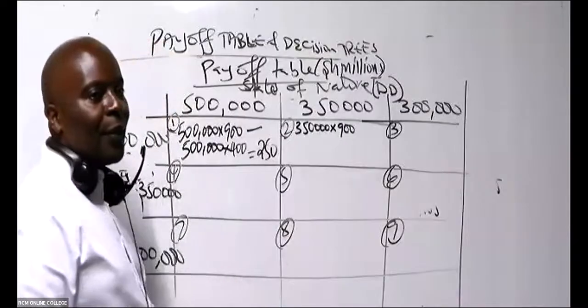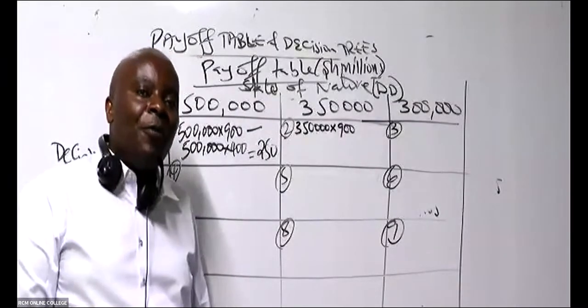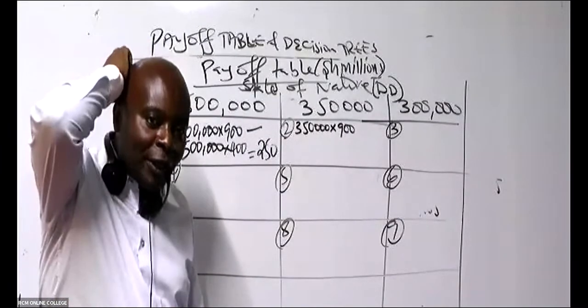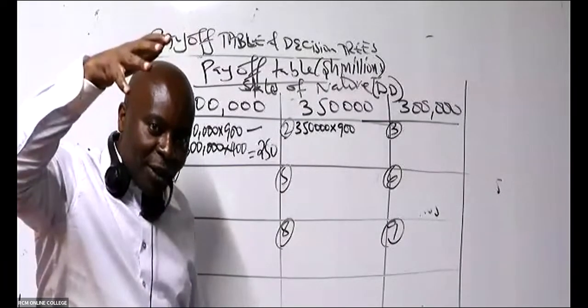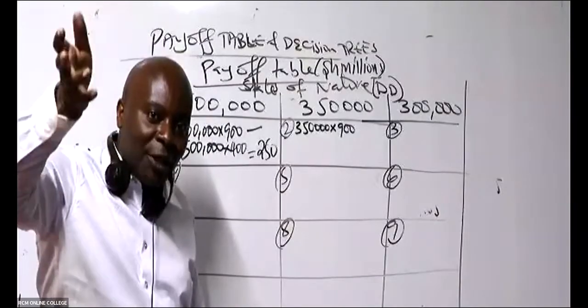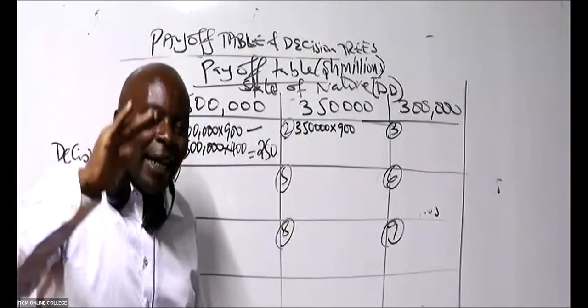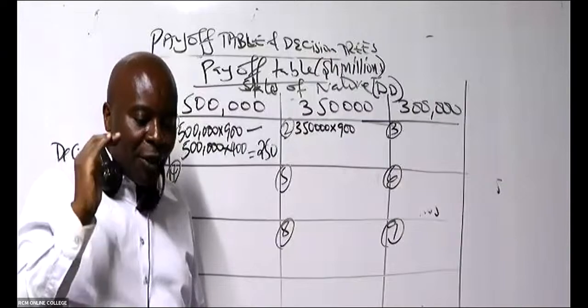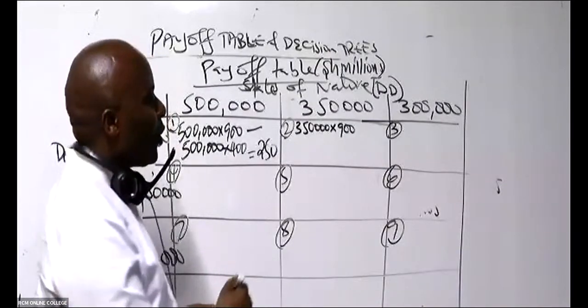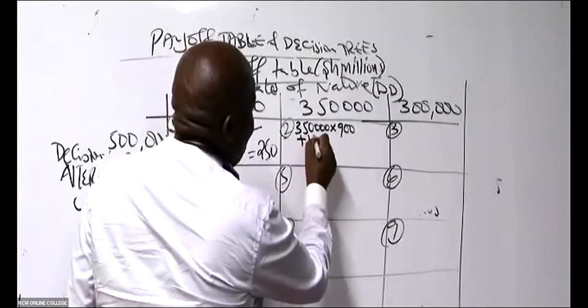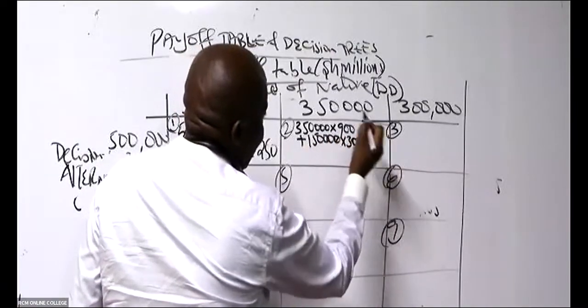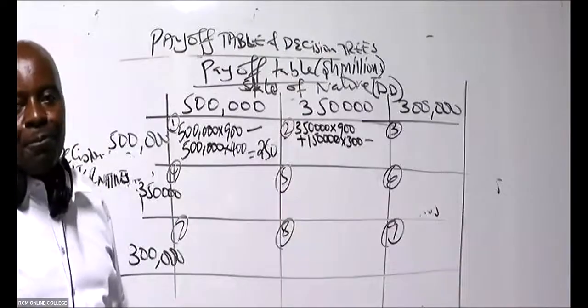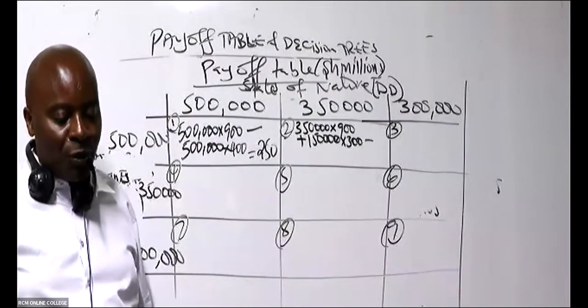900. What happens with the 150,000? There is 150,000 that we have unsold. They perish. We shall be able to sell them another season, isn't it? At what price? At a reduced price. What is this reduced price? 300. So we have another sale of 150,000 times 300, minus the cost of production.